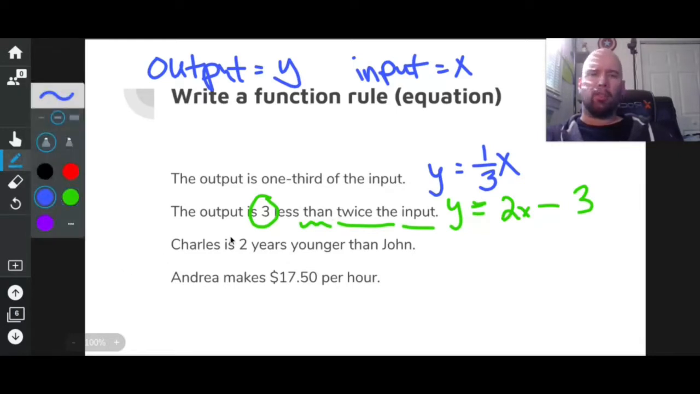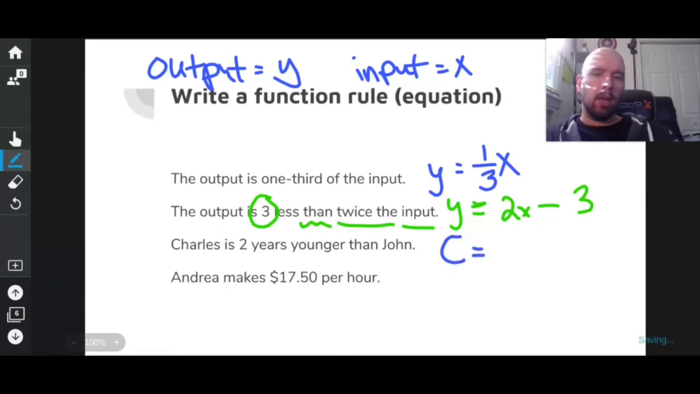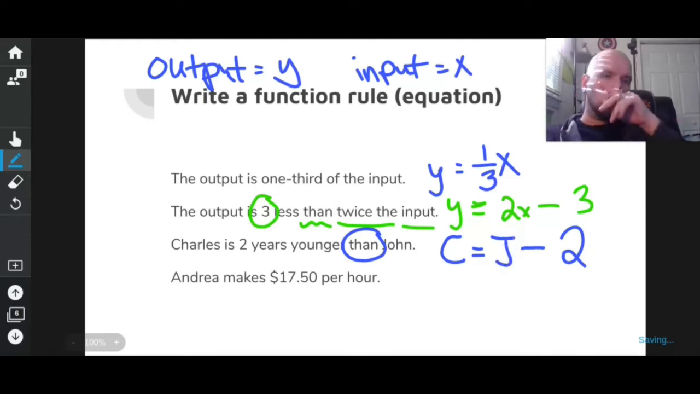Charles. Well, that's not output or input. Oh, Charles, I'll just use C. C is always equals 2 years younger than. There's that than again. So 2 years is going to go on the right side. Younger than John, which means John is going to go over there. J for John.